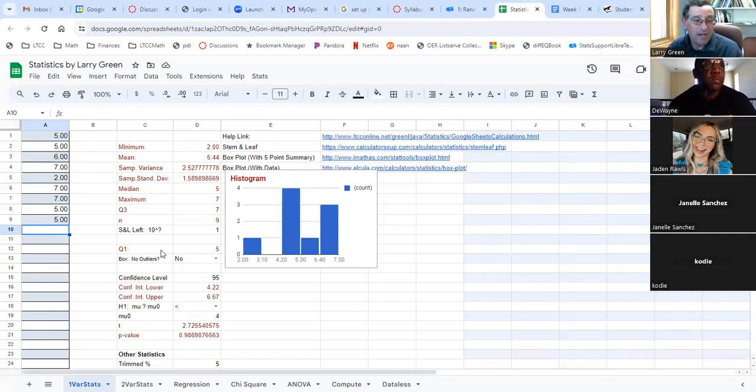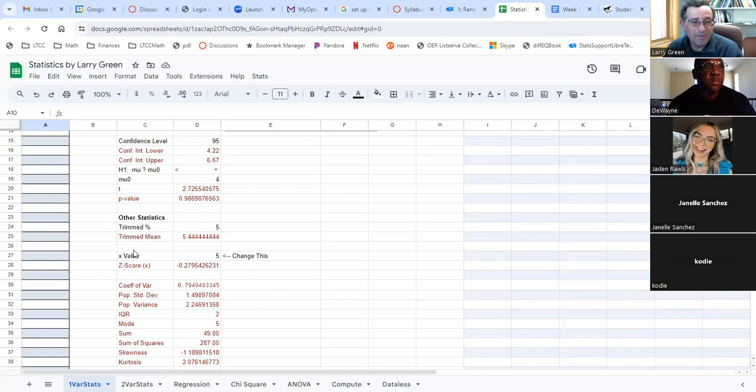We're not going to do this confidence interval stuff today. That's going to happen in about 3 or 4 weeks, but it's in the spreadsheet because it's part of statistics. See where it says z-score? See where it says x value 5, change this?